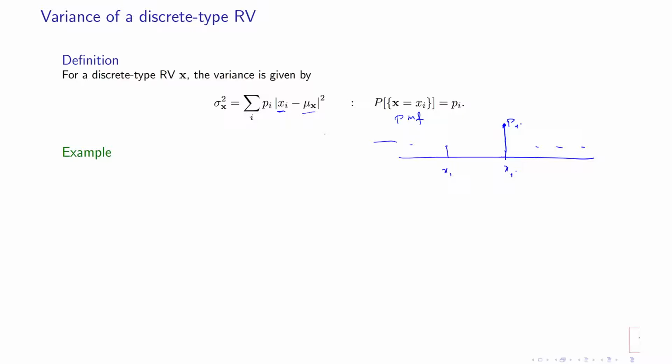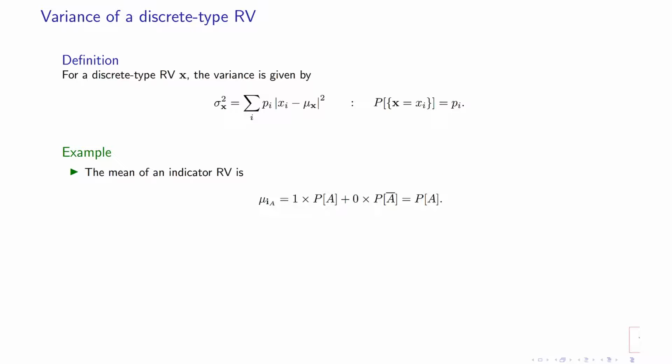So let us have one example. Suppose that we have an indicator random variable for any event A. So we know that at two locations we have mass, at location 0 and location 1. At location 1 I get P1 equal to probability of A, and here P0 is equal to 1 minus probability of A.